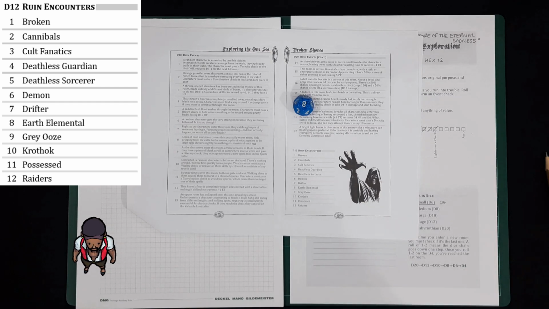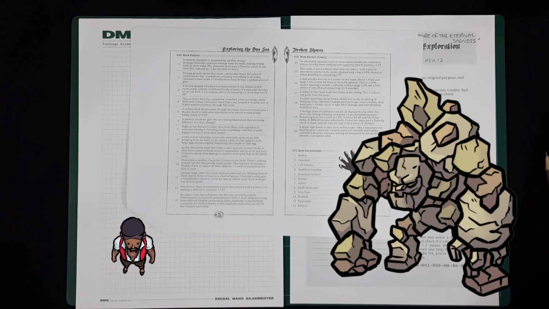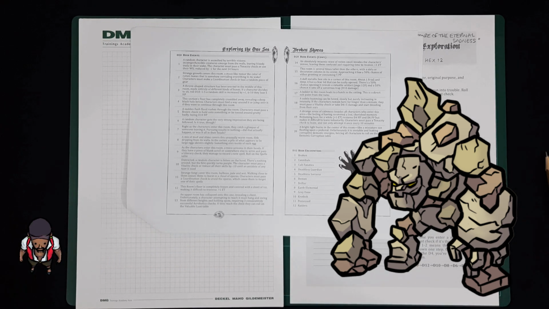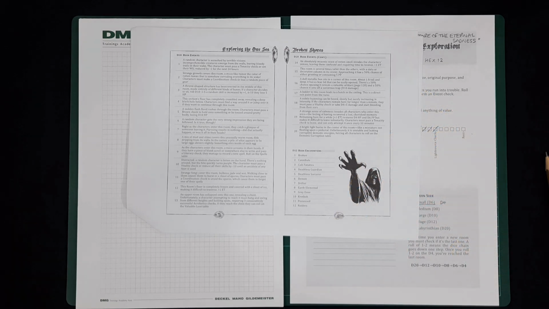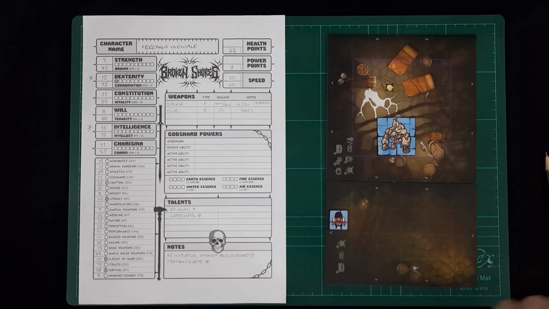Okay, D12, what's in the room? 8, an earth elemental. Oh no. Kerenga, you're going to show off the new combat rules? Against an earth elemental, this could go very badly. Let me set it up. All right, we're going to have to change the creature. Why? Well, because Kerenga's dead.